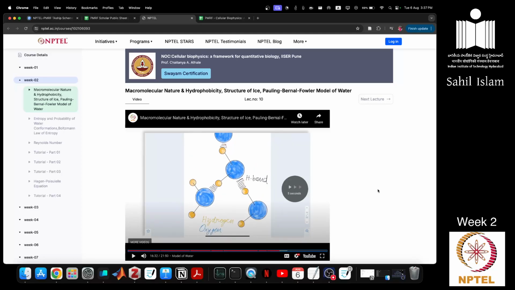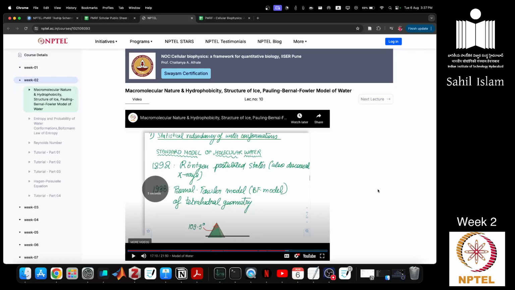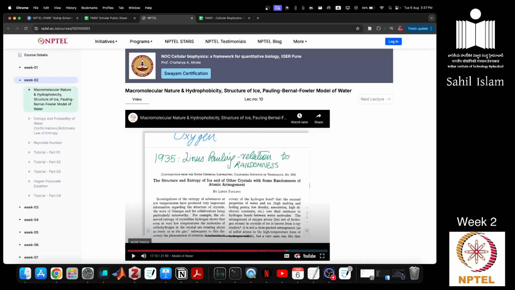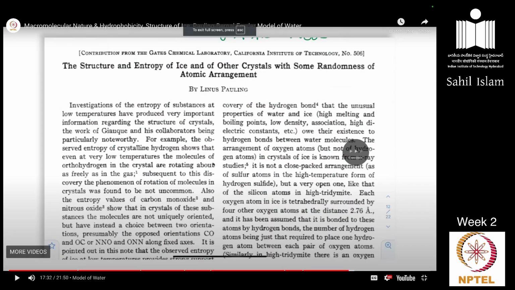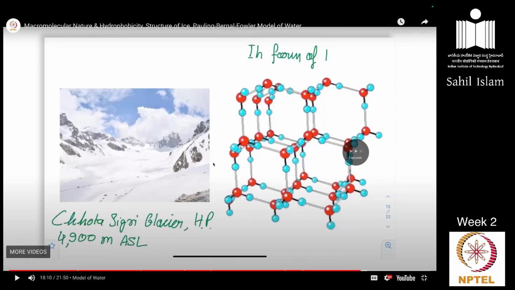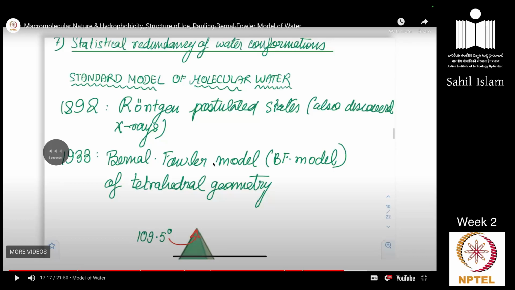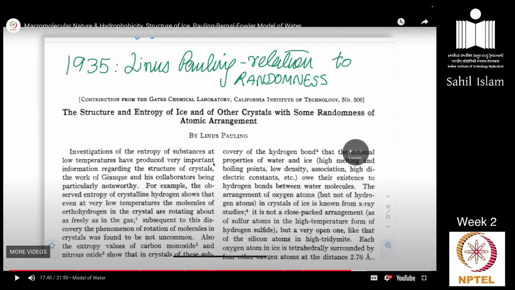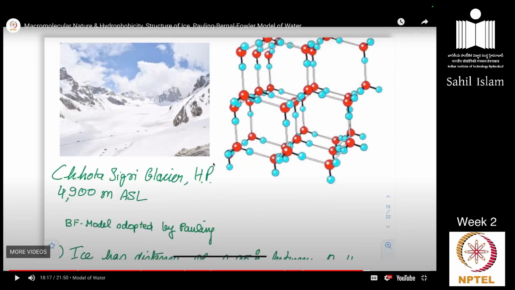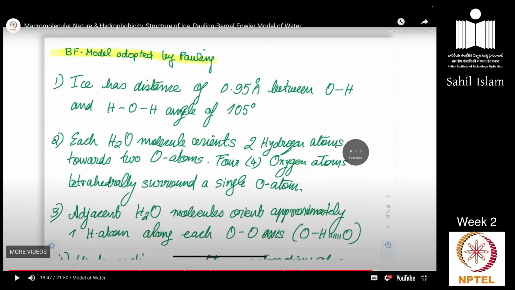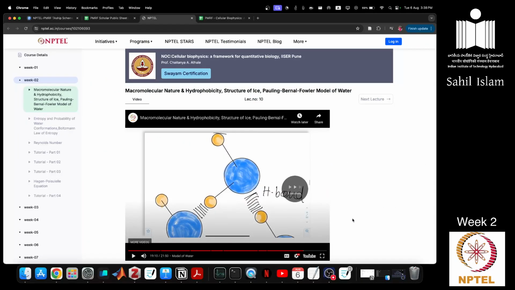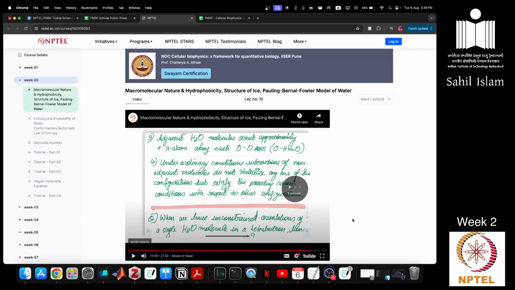This is the tetrahedron model given by Bernal and Fowler, and the structure and entropy of a crystal is this Pauling paper. You can also go through the Bernal and Fowler paper; these are available online. What are the exact structures? It's like this, and he has discussed it in detail. If you go through this, you will be able to answer all of these questions.